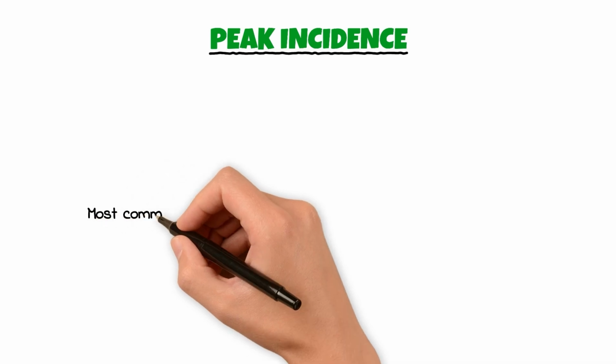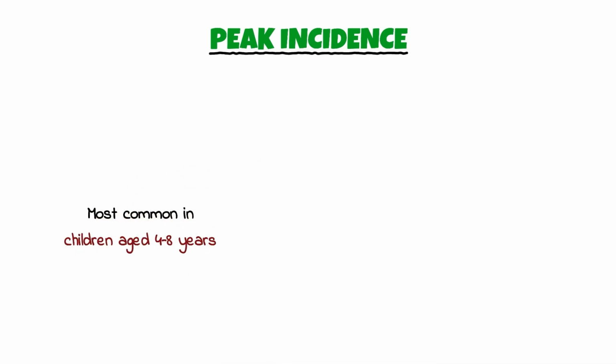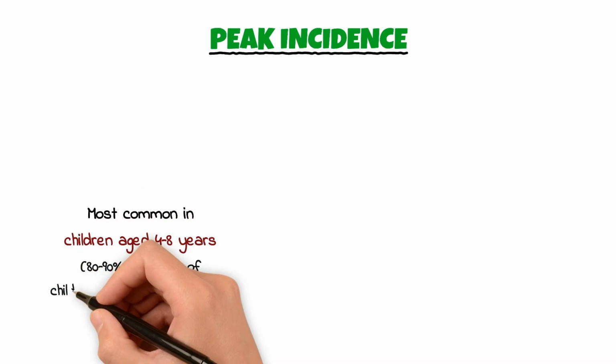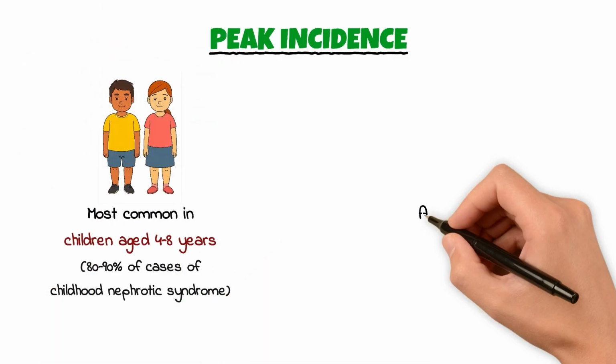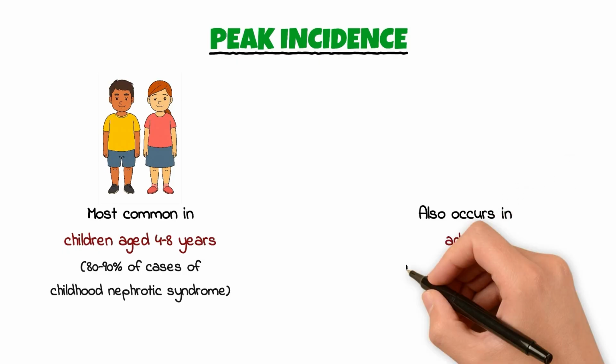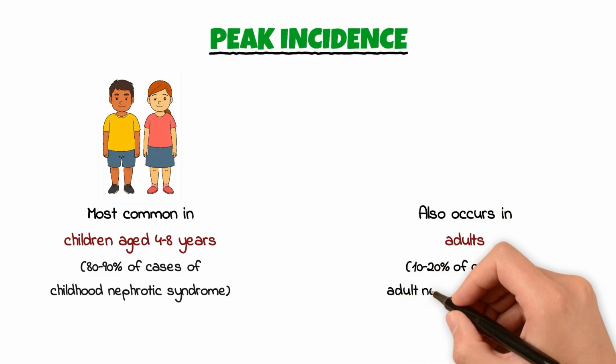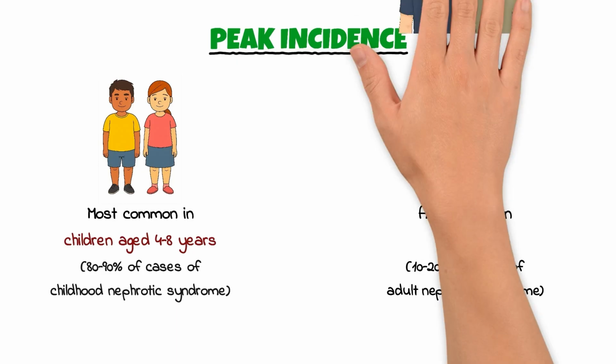Peak incidence. Most common in children aged 4 to 8 years old, accounting for 80 to 90% of cases of childhood nephrotic syndrome. Also occurs in adults, responsible for around 10 to 20% of cases of adult nephrotic syndrome.